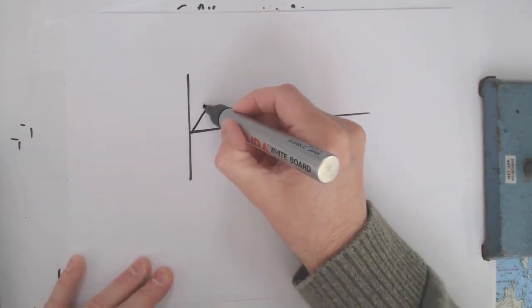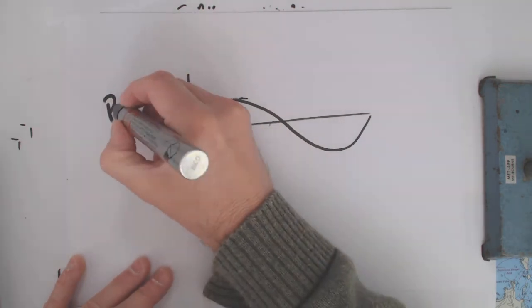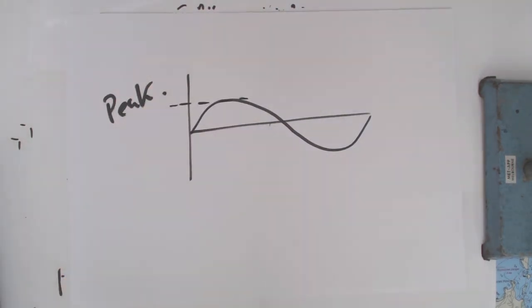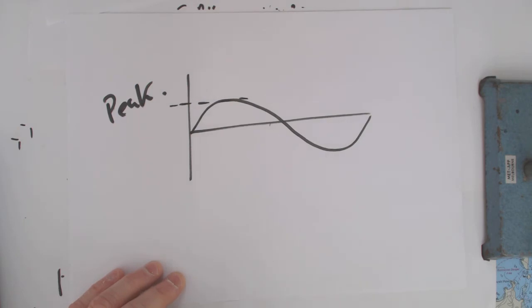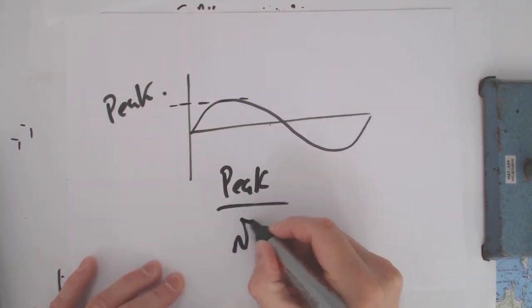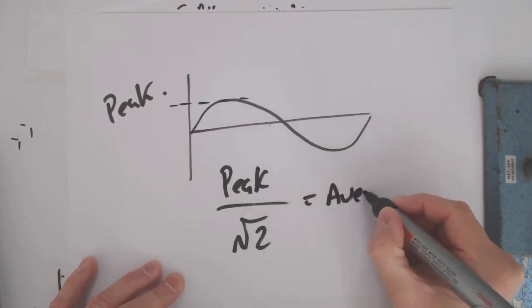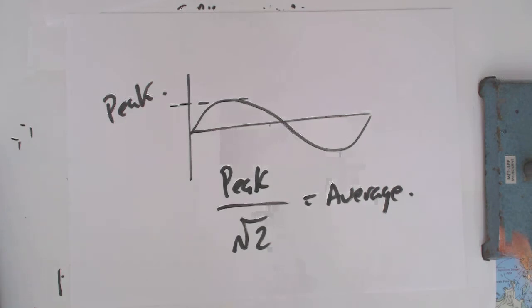So if we go back to our normal graph, what we're basically saying is the peak, which obviously is bigger than the average, you need to divide the peak by the square root of 2 to get the average. So peak divided by the square root of 2 will give you the average. Or the average times the square root of 2 will give you the peak.